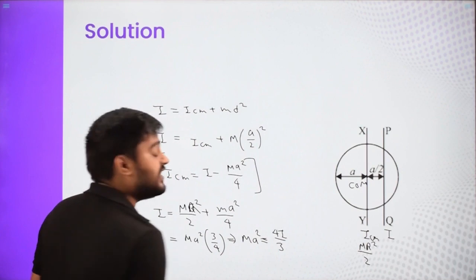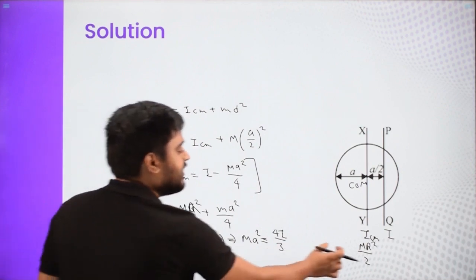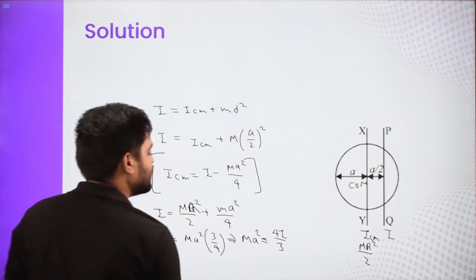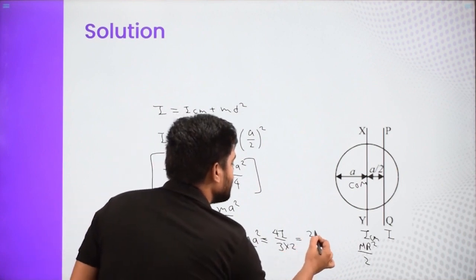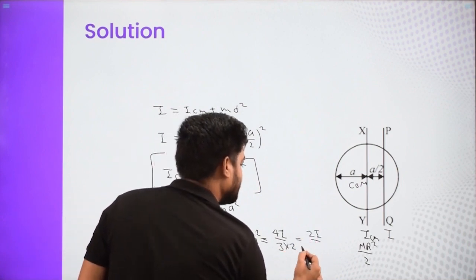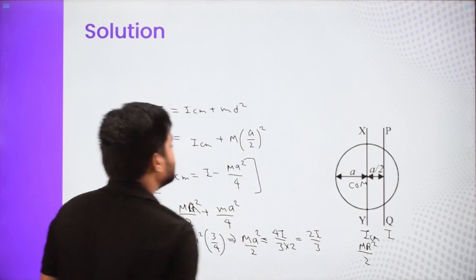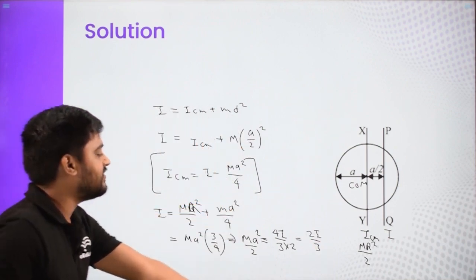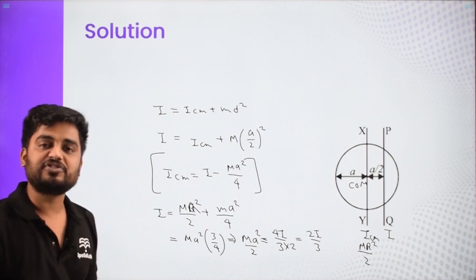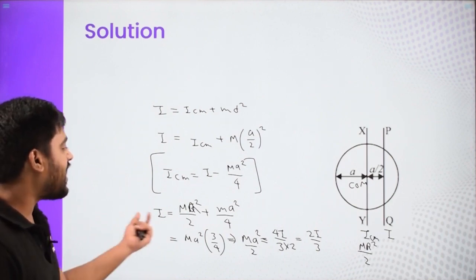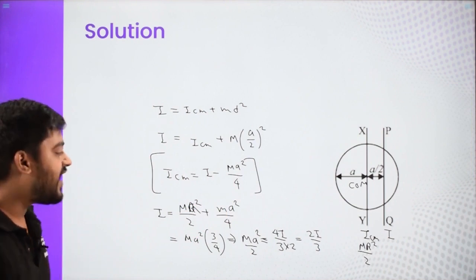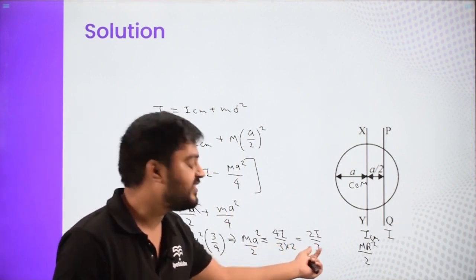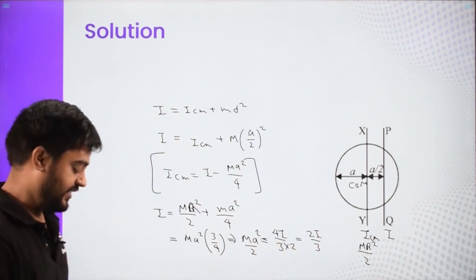Now what do we need to find? We needed to find MA square by 2. So MA square by 2 is going to be 2I by 3. So either you say this is the answer or this is the answer, depending on which options are given. If the answer is in terms of I, M and A, then we give the first answer, and if the answer is in terms of I only, then this is the answer you have to give.